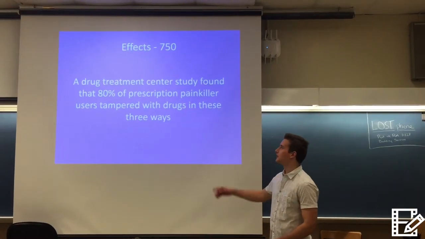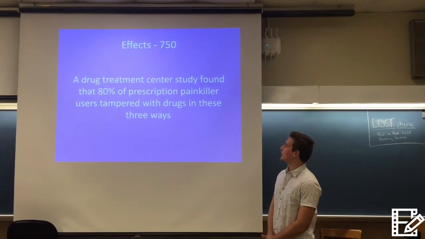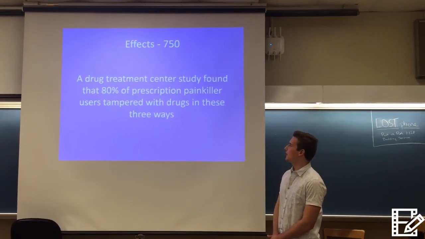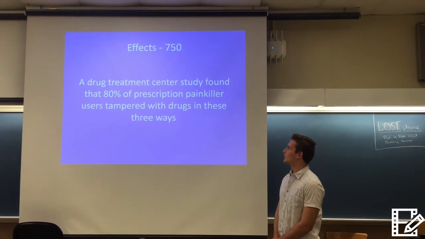Effects for 750. A drug treatment center study found that 80% of prescription painkiller users tampered with drugs in these 3 ways. What is smoking, snorting, and shooting up, Alex? These methods lead to dose dumping, which is dangerous and more likely to lead to overdose. They cause drugs to act immediately in contrast to their delayed effects when taken by tablet or capsule. Heating and crushing dosage forms is intended to achieve maximum euphoric effects.